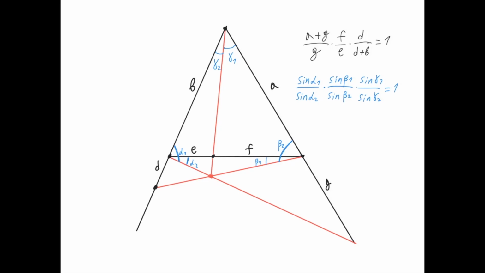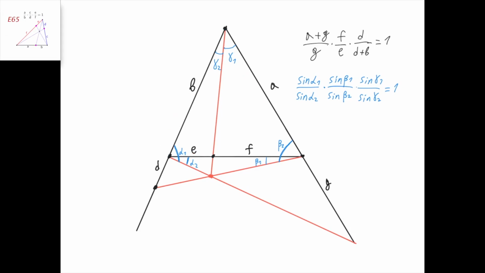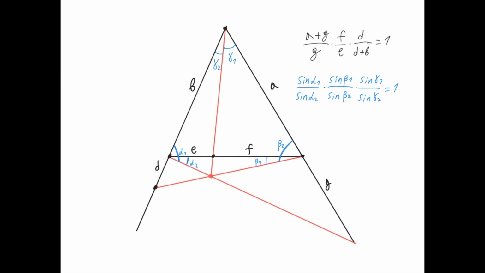Here's how the sine variant of Ceva's theorem looks when the point is outside of the triangle. In the usual form of Ceva's theorem, we know that these three lines intersect at one point if and only if a plus g over g times f over e times d over d plus b equals 1, as given here. The trigonometric form is exactly the same, you just need to track the signs that correspond to each of the segments here.